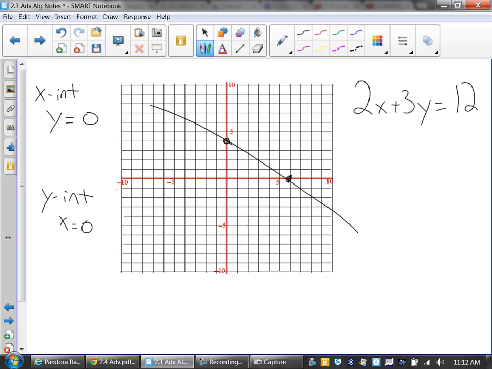Done. We've done that. That's it. That's how you graph things quickly. You use your x and your y intercepts. You cover up the x value to get your y intercept. You cover up the y value to get your x intercept. Connect the dots.